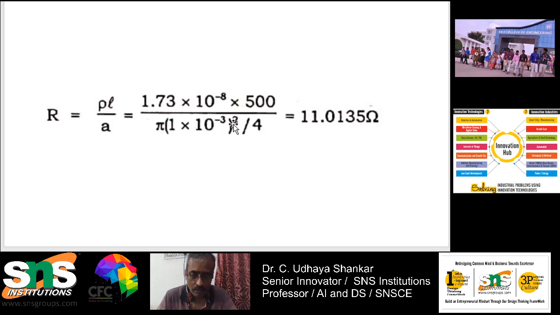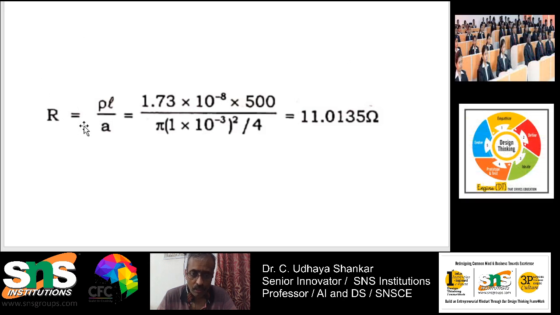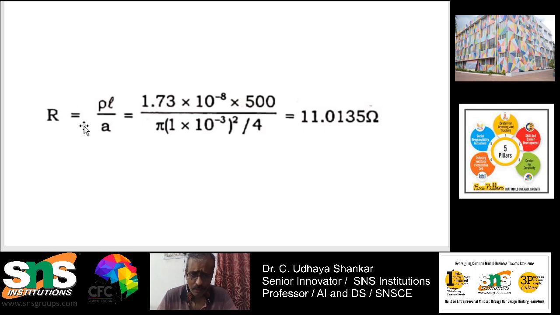So here we have discussed how to solve a problem to find the resistance of the given copper wire of a given resistivity and a given length, and we find the area by using the formula pi d square by 4.